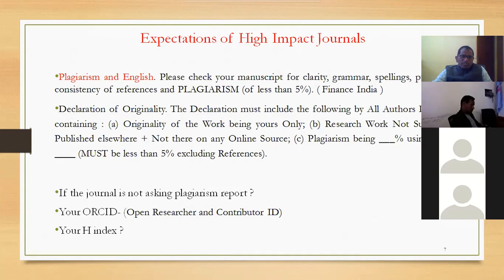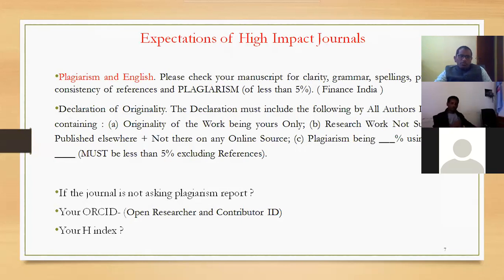So that's why a journal which asks for a plagiarism report of less than 10% would be considered among the best journals. And your ORCID, I think I already told you about it in my previous Scopus seminar six months back. ORCID stands for Open Researcher and Contributor ID. Many journals ask for an ORCID, because it is a unique ID which you can use for publishing your paper, and all your journals and publications will be linked to this ORCID. If you link all those journals with your ORCID, your H index will increase.